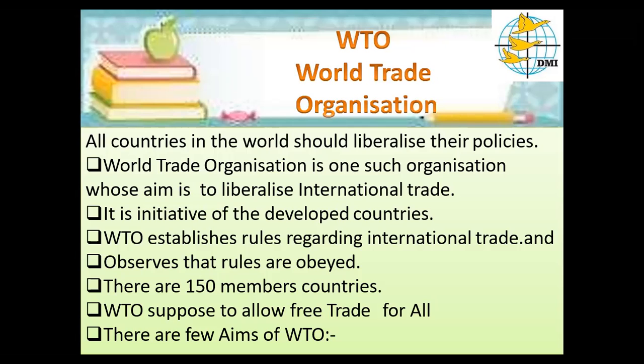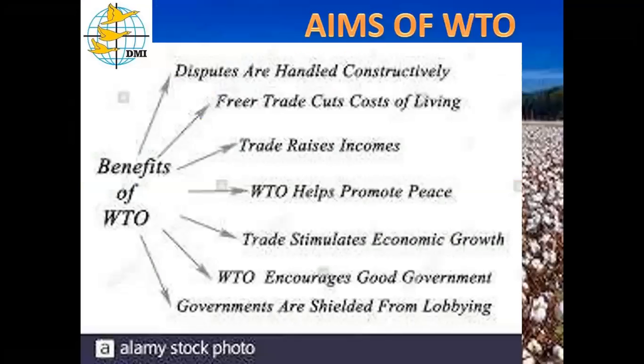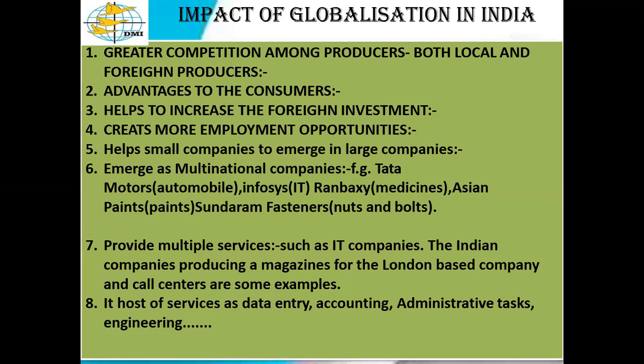So these are the aims of World Trade Organization. That is, they make the rules and they make sure the rules are followed. They stimulate economic growth. They help promote peace. They raise income. Free trade cuts cost of living. Disputes are handled constructively. Now let's look at the impact of globalization on India.